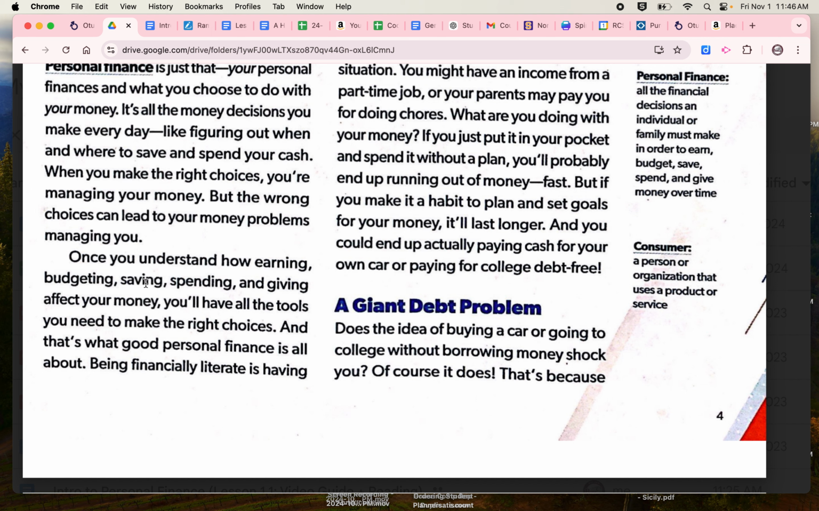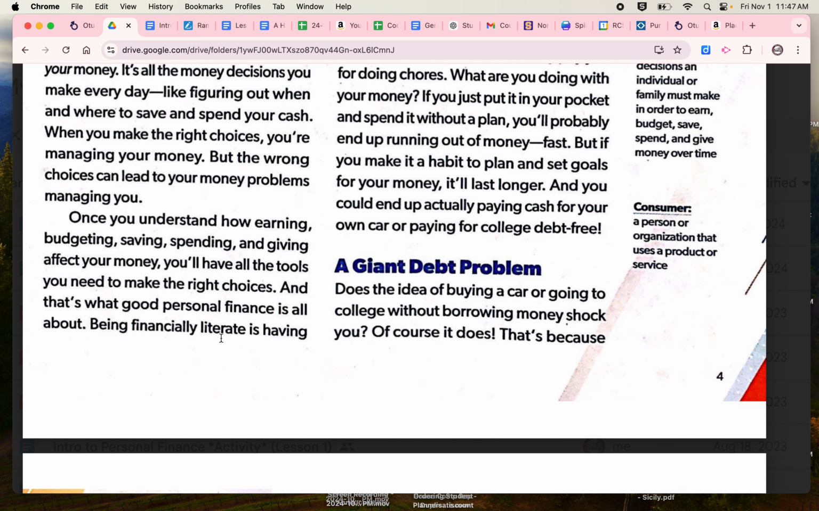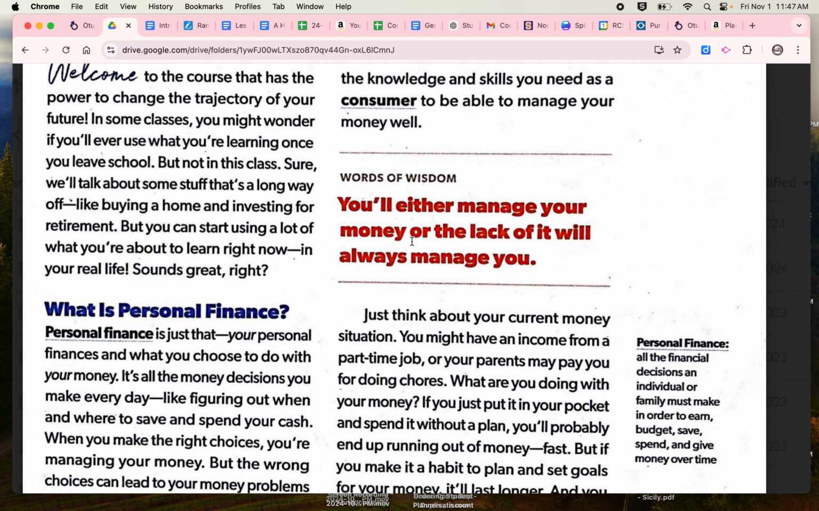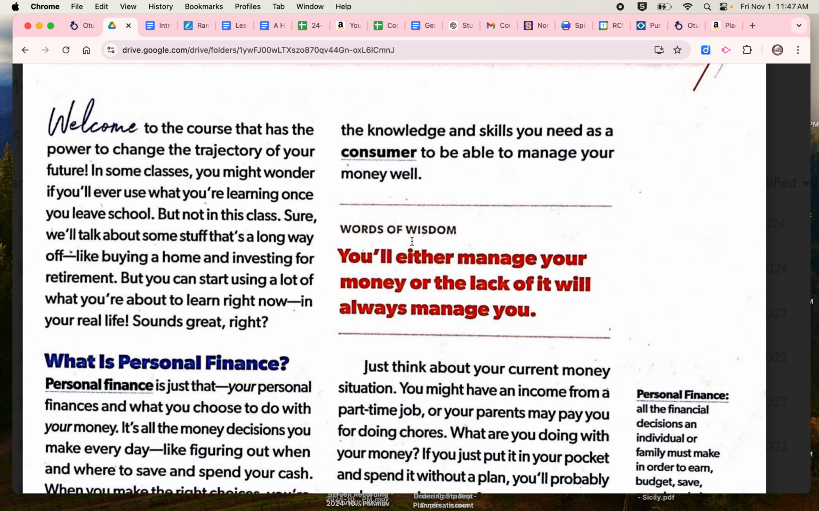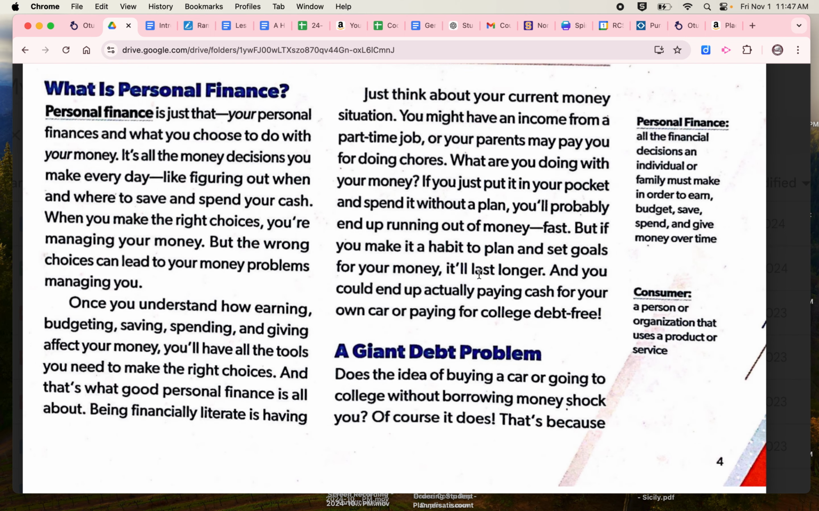We'll learn how to save money. Okay, we'll learn how to spend money wisely, and also, when you make more money than you need, be able to give and help other organizations. So these are some of the main concepts that we're going to cover in this class, and that's what good personal finance is all about. Being financially literate is having the knowledge and skills you need as a consumer to be able to manage your money well. So we want you all to be wise and be financially literate.